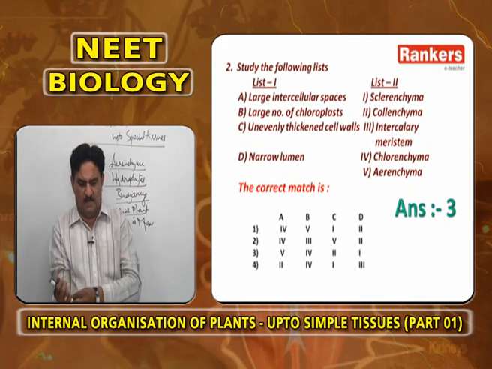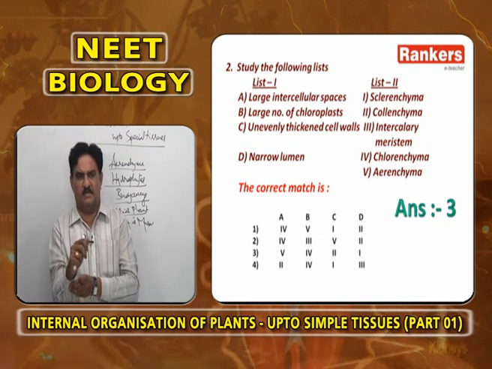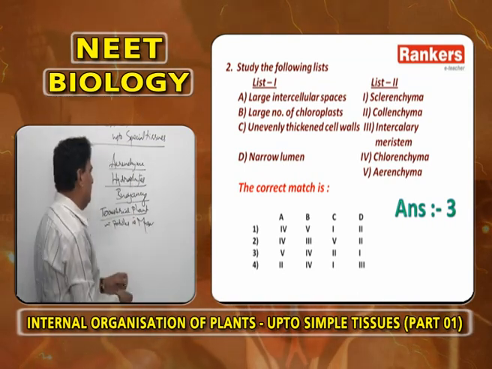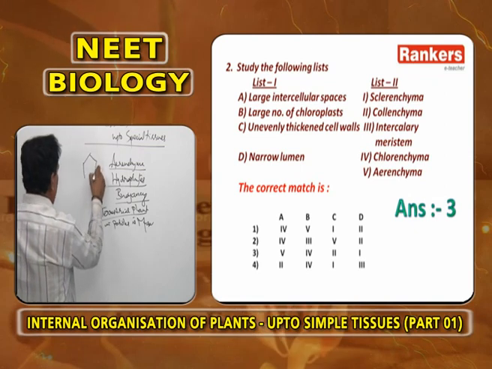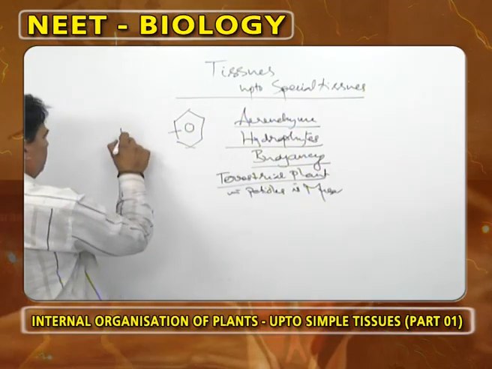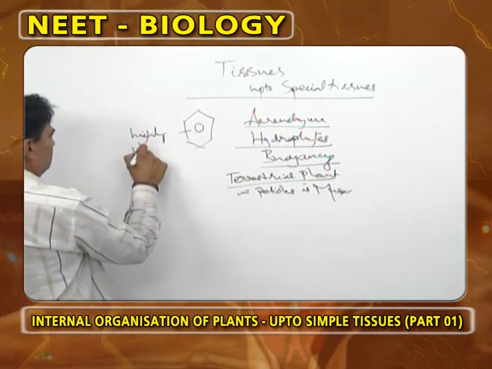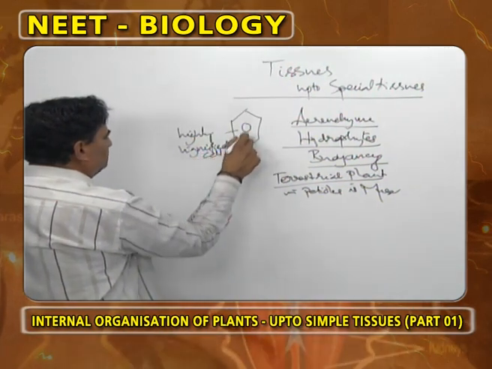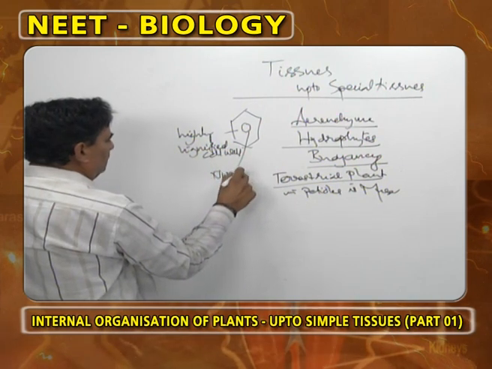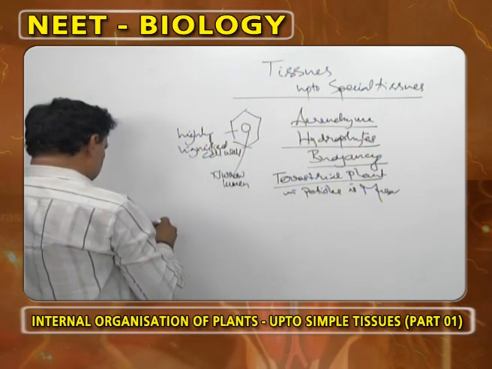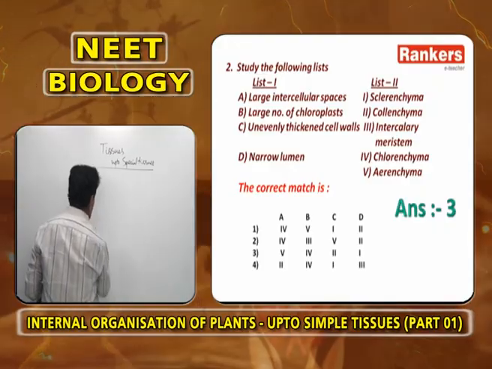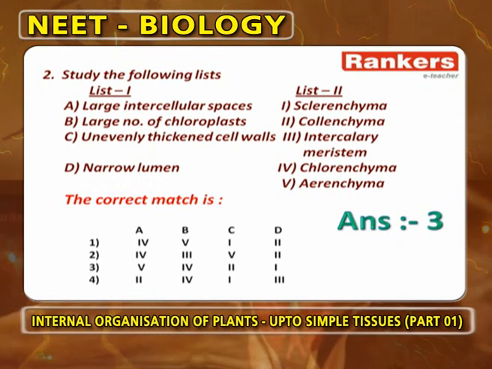Then, narrow lumen. Narrow lumen is found in sclerenchyma, because any sclerenchyma tissue, if you observe it carefully, appears hexagonal with a highly lignified cell wall and a narrow lumen. So, for this matching question, the answer is 3. Next.